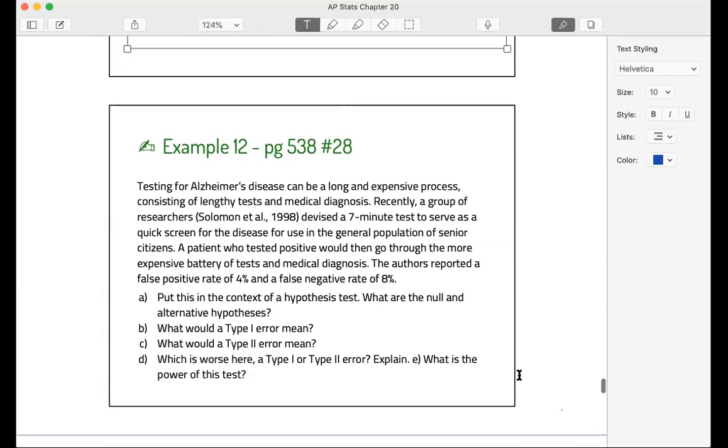All right, and then example 12. Testing for Alzheimer's disease can be a long and expensive process consisting of lengthy tests and medical diagnoses. Recently, a group of researchers devised a 7-minute test to serve as a quick screen for disease for use in the general population of senior citizens. A patient who tested positive would then go through the more expensive battery of tests and medical diagnoses. The authors reported a false positive rate of 4% and a false negative rate.